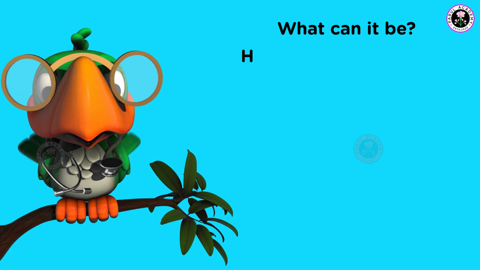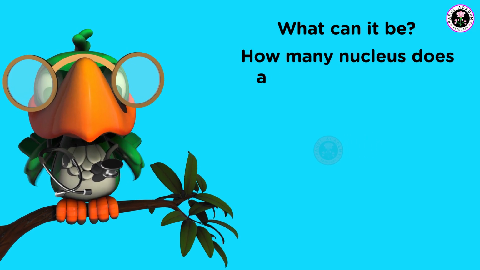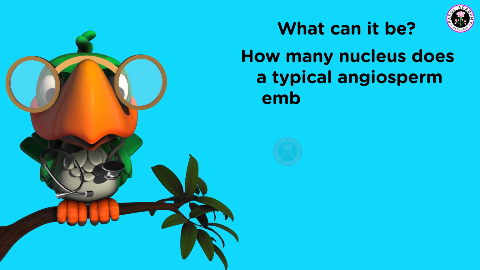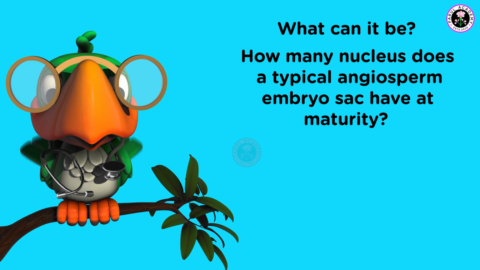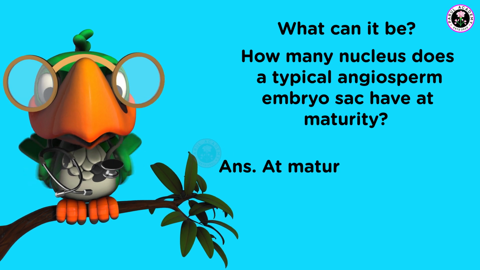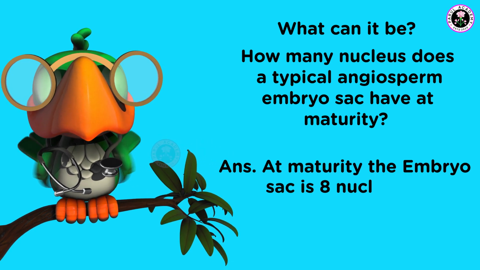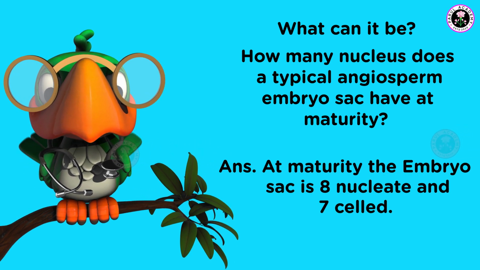Question time. How many nuclei does a typical angiospermic embryo sac have at maturity? Answer is, at maturity the embryo sac is 8-nucleate and 7-celled.